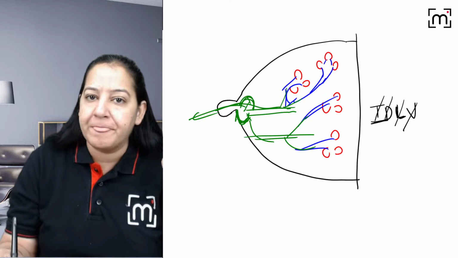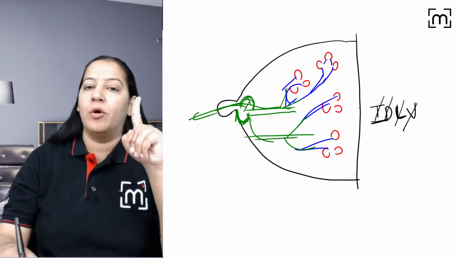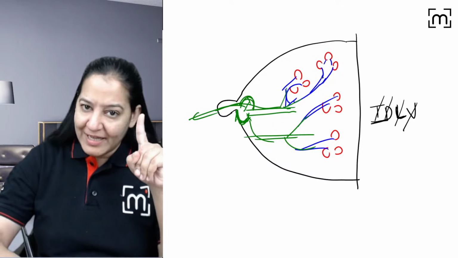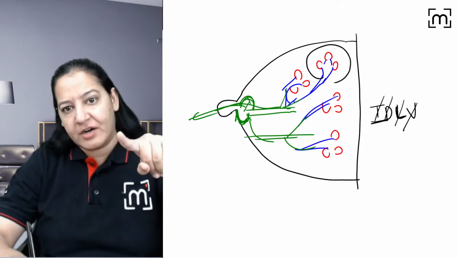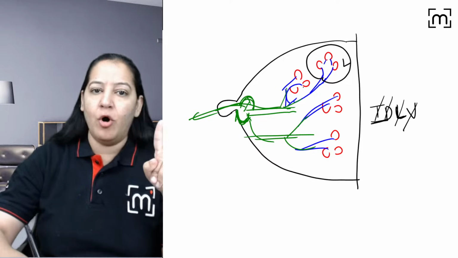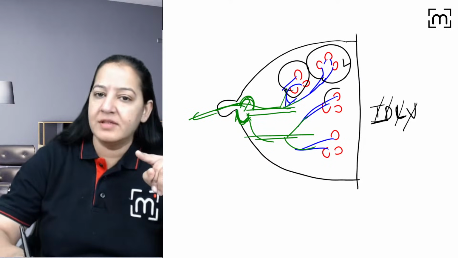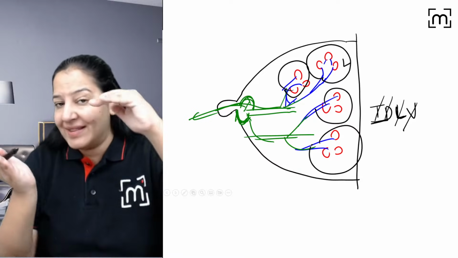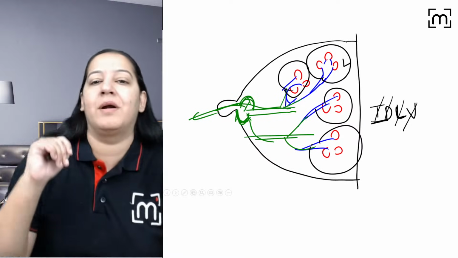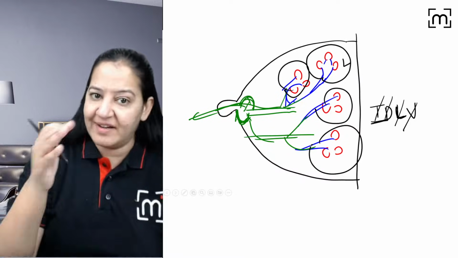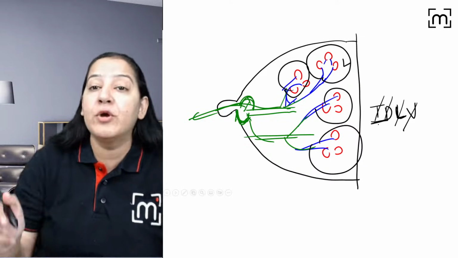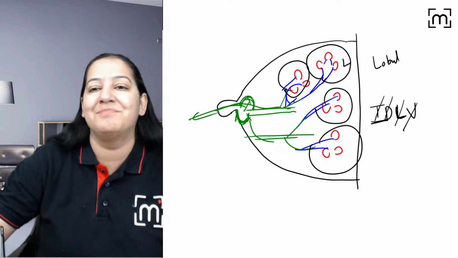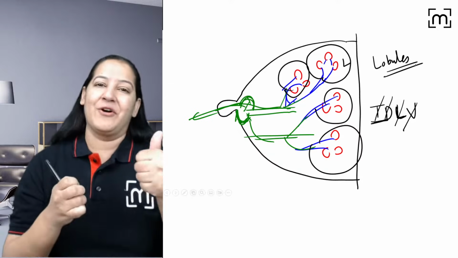What is a lobule? Multiple acini in one terminal duct form one lobule. So this is one lobule, this is one lobule, this is one lobule, this is one lobule. So multiple glands, when they open in one terminal duct, form multiple lobules. So we divide the complete breast into multiple lobules.